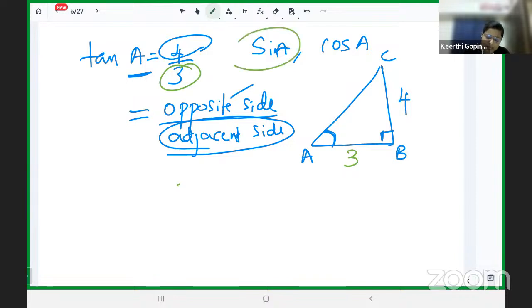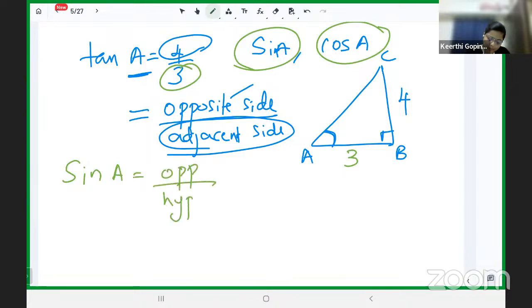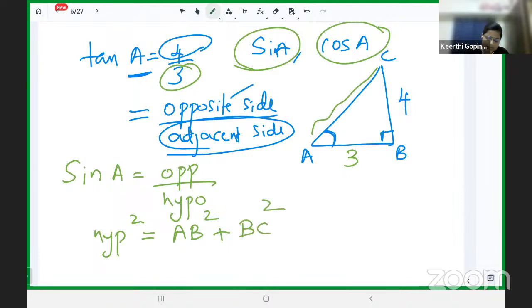Now we have to find out sin A and cos A. Sin A is nothing but opposite side by hypotenuse. Do we know the value of the hypotenuse here? We don't. So how will you find it? Using the Pythagoras theorem, AC square is equal to AB square plus BC square. So AC square is equal to 3 square plus 4 square.